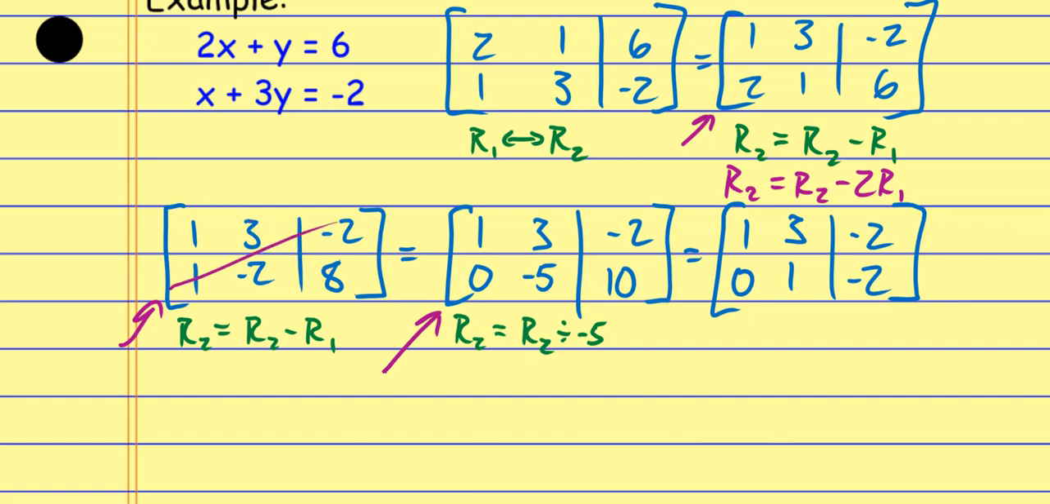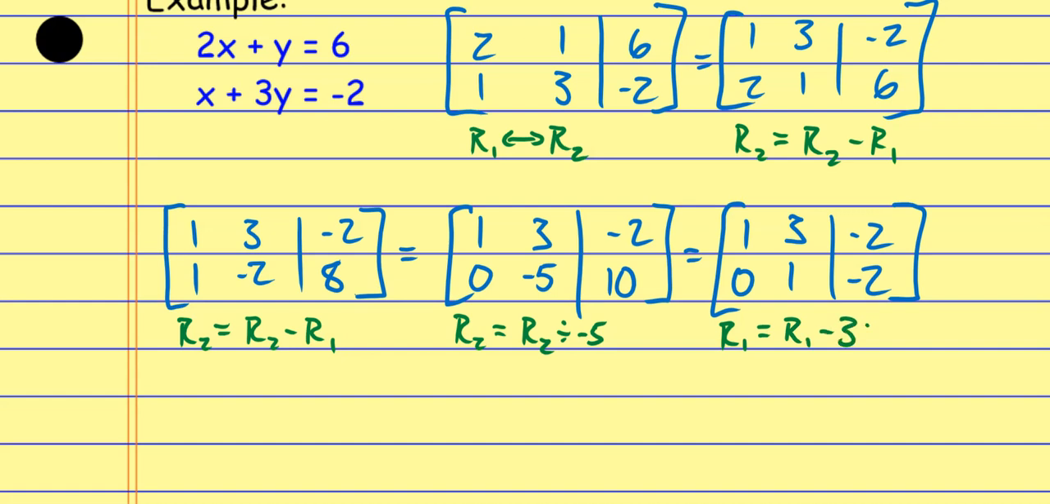And I mention that because we're going to do the same thing here. So let me attempt the same thing here. If I want to turn that 3 into a 0, I would have to subtract 3 of that second row. In other words, I'm going to take R1 and replace it. I'm going to do R1 minus 3 of that second row.